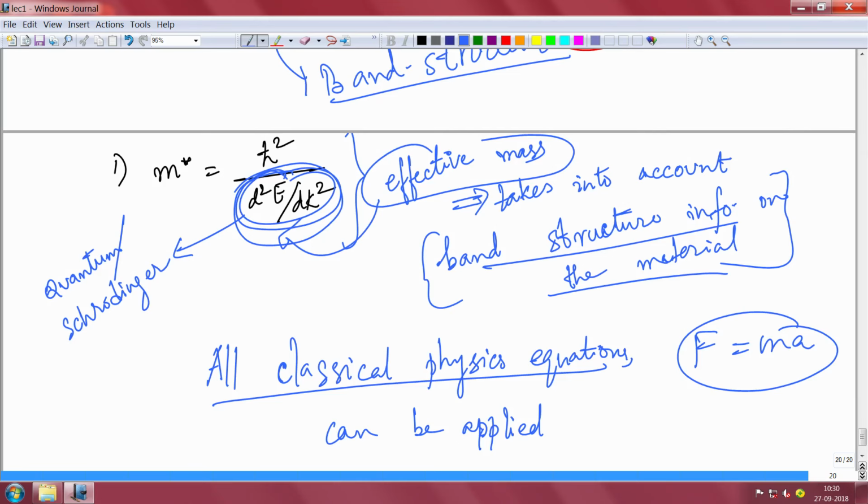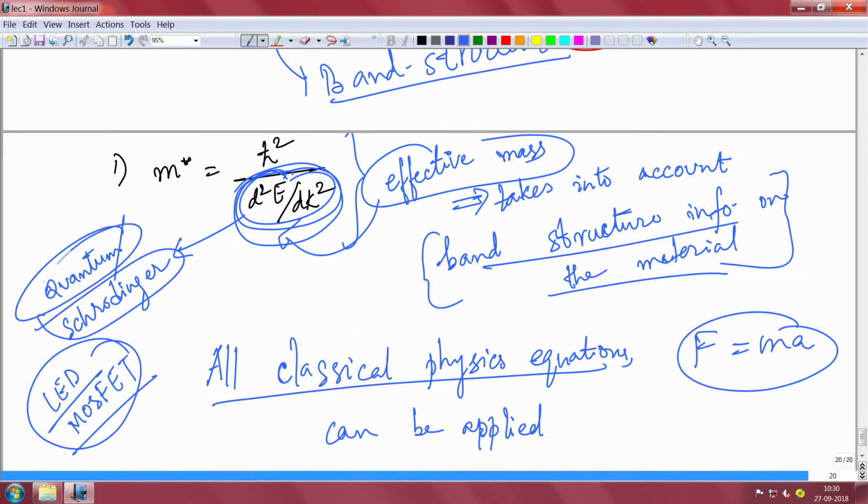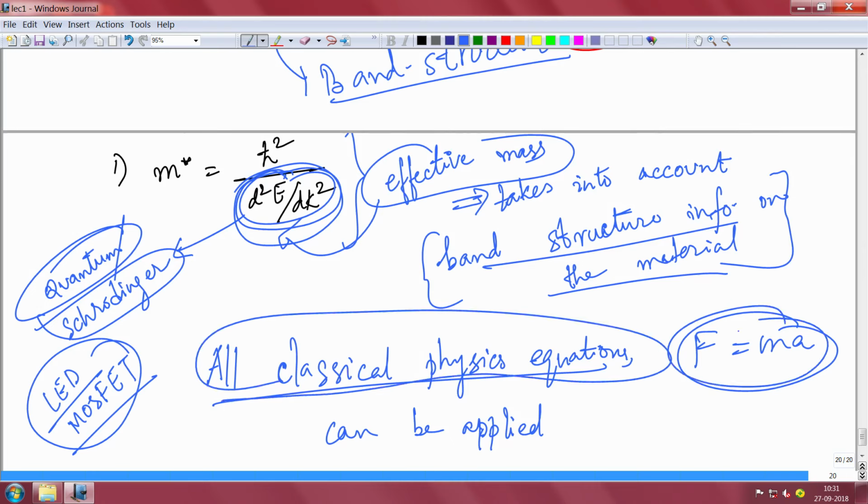All this becomes highly mathematical, and in day to day understanding of your devices, if you want to understand how an LED works, or how a MOSFET works, which makes your transistors, processors, your Intel, everything, then solving the Schrodinger's equation or doing a quantum mechanical analysis every time becomes tedious. It will need a supercomputer. It's a lot of mathematical work. But if you can apply classical physics equations like F equal to ma, very simple equations, then life becomes easier.